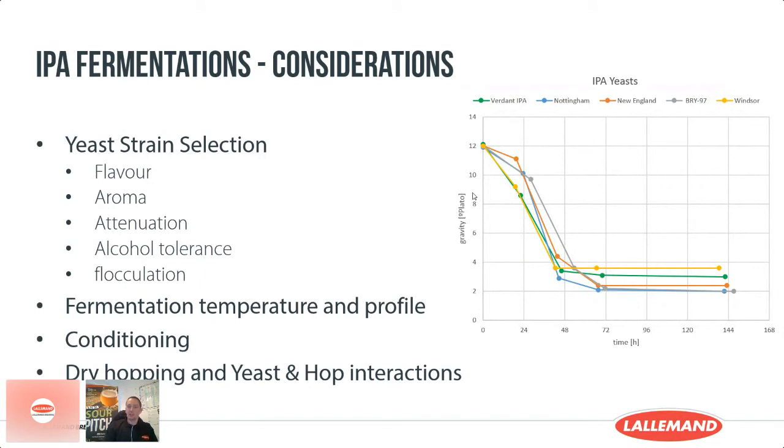And crucially as well, the flocculation of the strain. Is it going to flocculate very fast, or is it going to be a slow flocculator? Is it going to contribute a bit of haze to the beer, perhaps? So the ideal fermentation temperatures and profile of the strain you're selecting is very crucial to understand. And also, in relation to hops, in dry hopping, yeast and hop interactions, so this fascinating subject of biotransformation, how does the yeast actually interact with hops? And we're going to have a look at this.